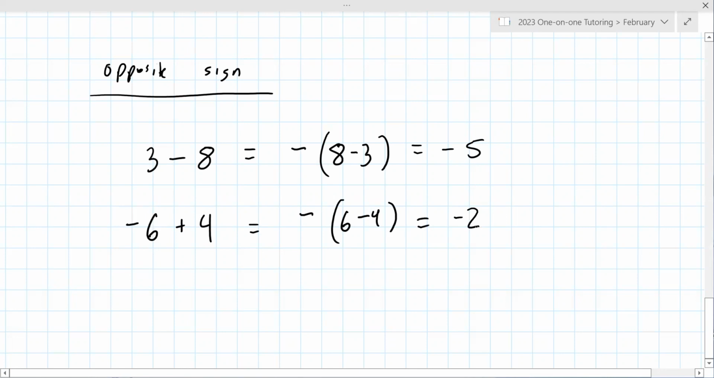Do you remember us talking about this last time? Yeah. Okay. So you have to decide when you look at a problem, is it same sign or is it opposite sign? And we'll do a few more examples here.